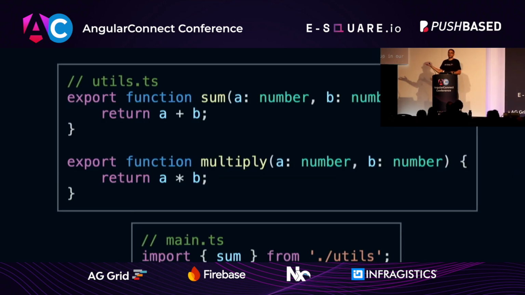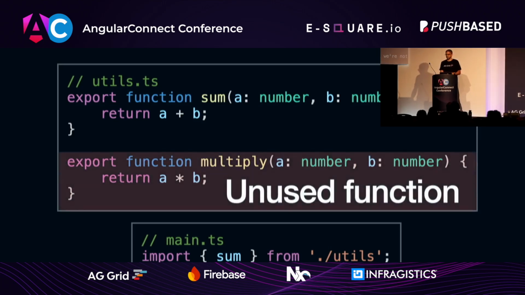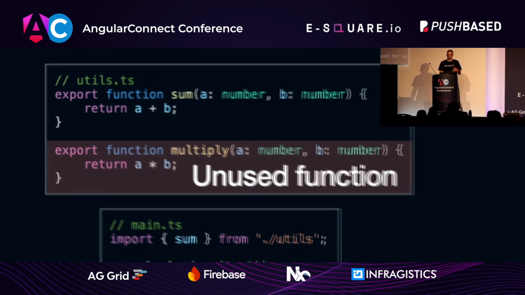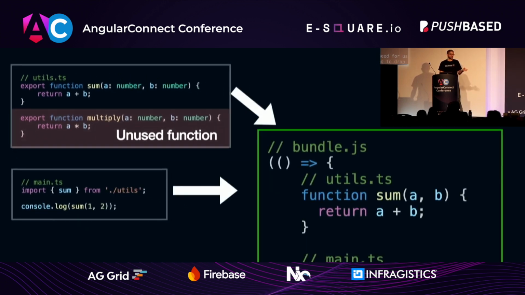So for example, say we've got this utils file, we've got a sum and a multiply, but in our main file, all we're doing is we're using the sum. So here we can see, well, we're not using the multiply function, so there's no need for us to ship that to the end user. So we're going to drop that, so when your code is compiled, that doesn't end up in your final bundle. So we've shaken that part of the tree away because it wasn't used.